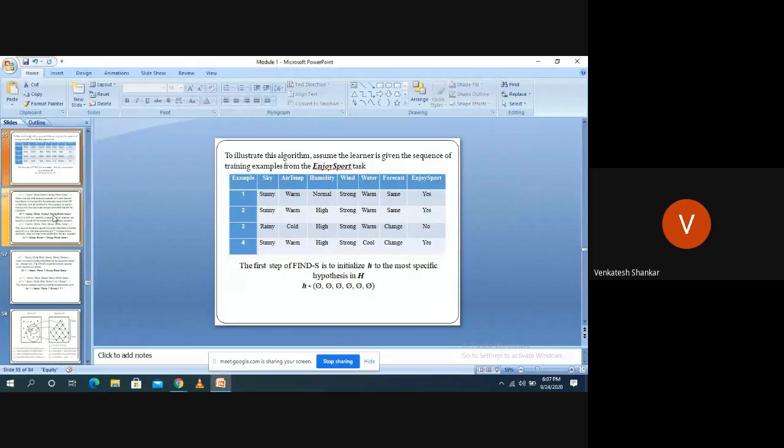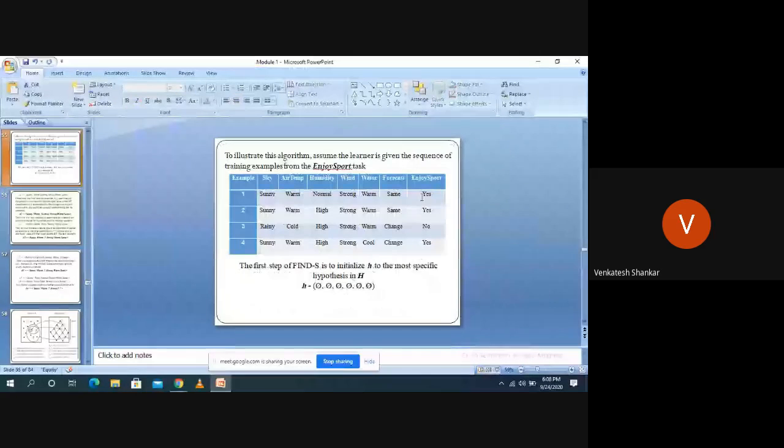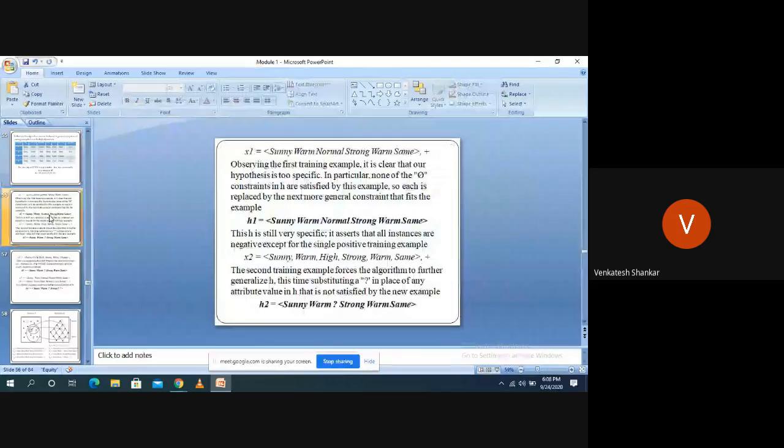See now, take x1 as an instance. What is x1? Sunny, warm, normal, strong, warm, same. This is a positive instance. Positive means, according to this table, yes is there, so I can evaluate this in the FindS algorithm. What is the FindS algorithm going to say? This is x1 and h1. x1 is the same as h1 here.